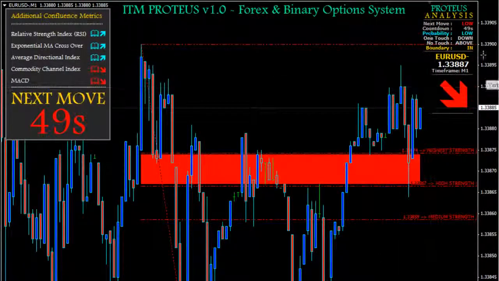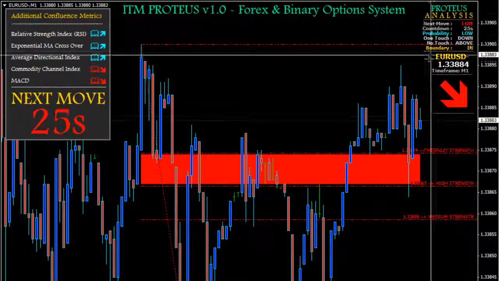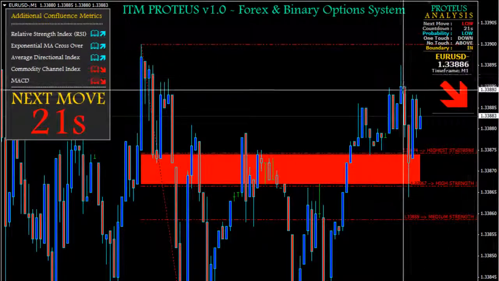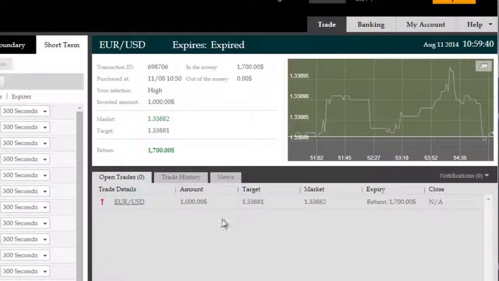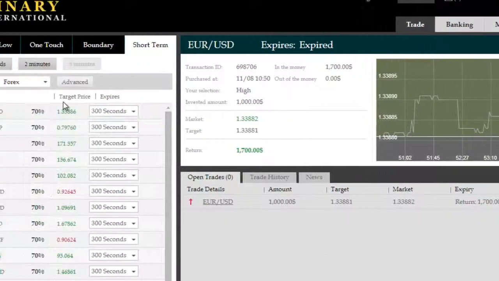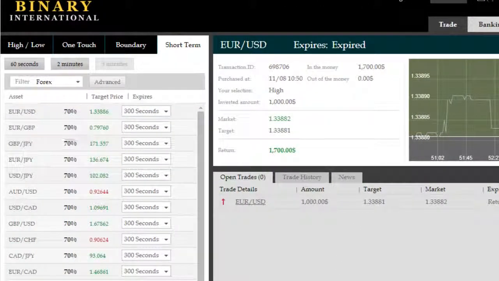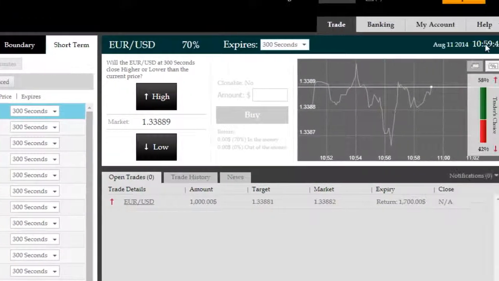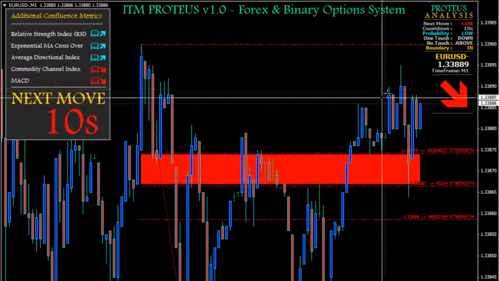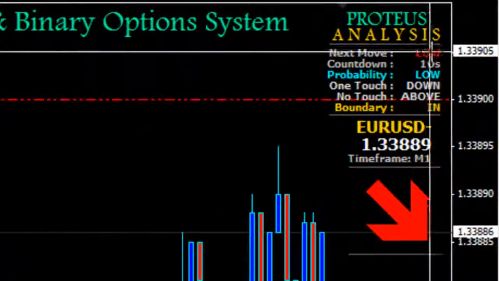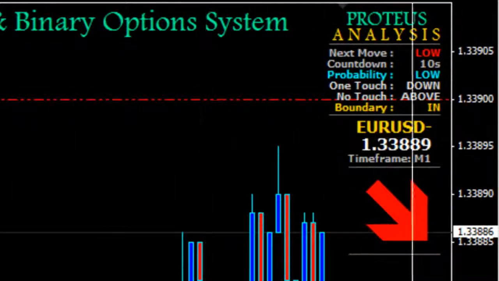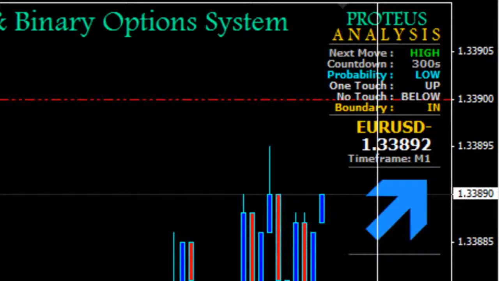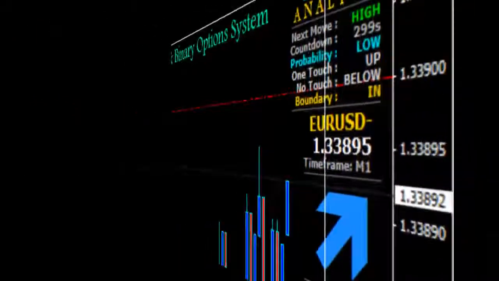Good morning. We're here on ITM Proteus once again, looking at the Euro USD M1 chart and attempting to gain 5-minute trades here. There is a low probability associated with the next trade, which is projected by ITM Proteus as a 5-minute low. We are going to avoid this trade. This last trade just completed execution and expired in the money. Since the probability is low for this next move, we're going to avoid it. Secondly, it's an hourly start, so we're going to avoid it for that reason too.